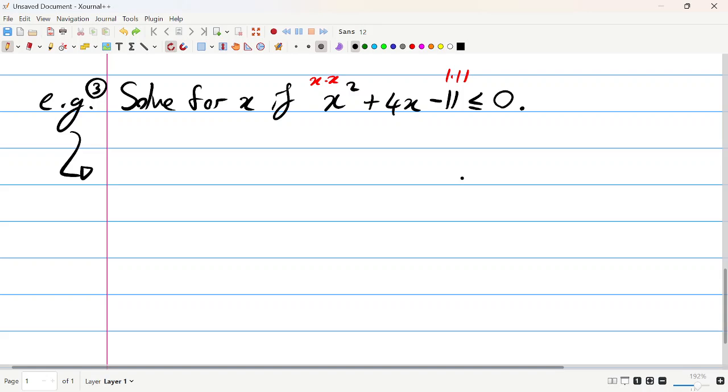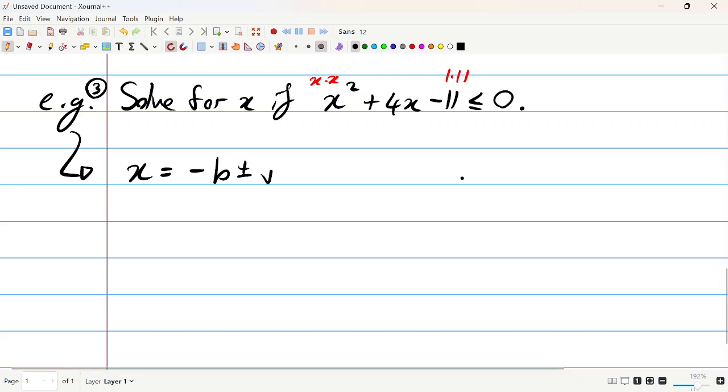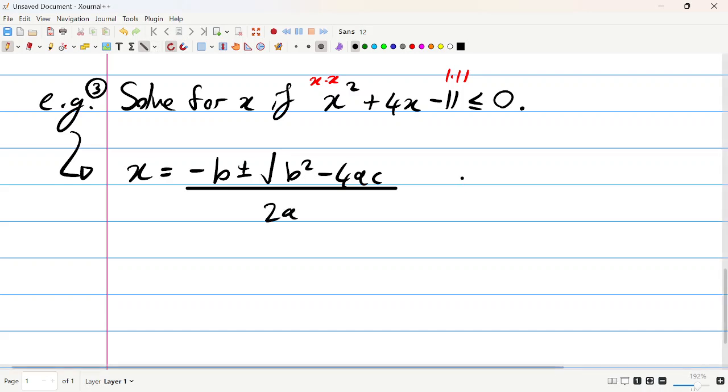So for the quadratic formula, we need to do the following. x is equal to negative b plus minus the square root of b squared minus 4ac, all divided by 2a. And then notice that we need to find out what our a, b, and c are. Well, our a value is actually just going to be 1. Our a value is going to be the coefficient of x squared. Our b value is the coefficient of x, which is 4. And then our c value is just the constant, which is negative 11.